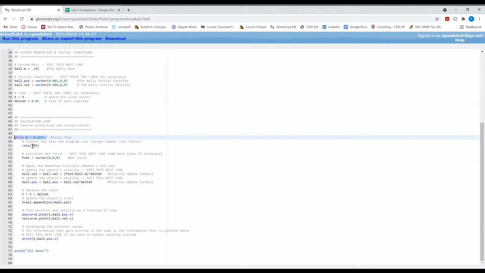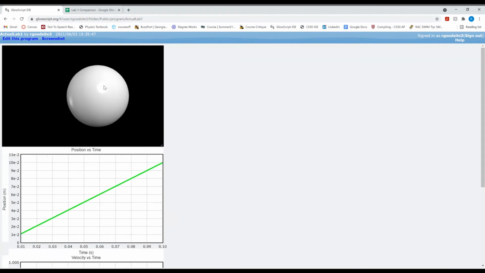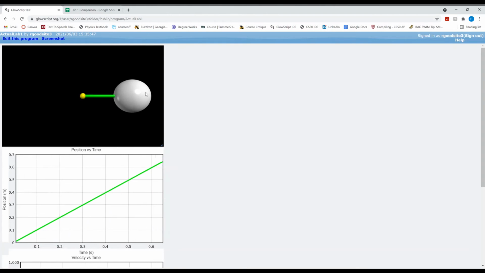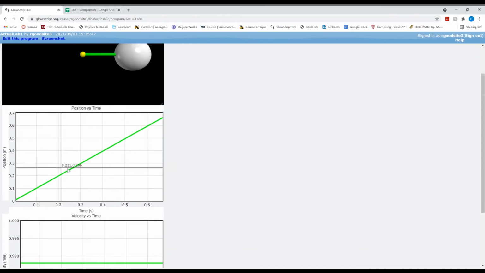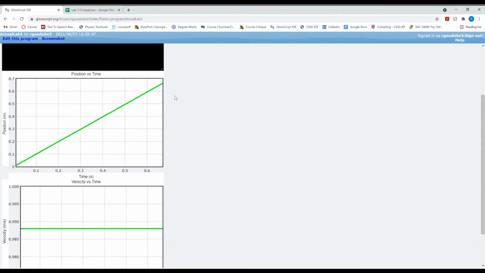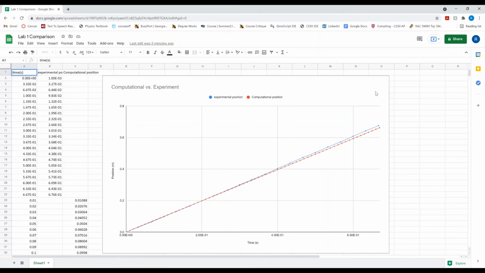A while loop was used to repeat the code below until the time reaches 0.667. The net force was 0 because we're solving for constant velocity. The velocity update formula is here. The position update formula is here. A print statement here puts the time on the x-axis and the position on the y-axis. As you can see, the ball here follows a similar path to the ball in the Tracker video. And you can also see that the velocity has a similar path to the same graph.